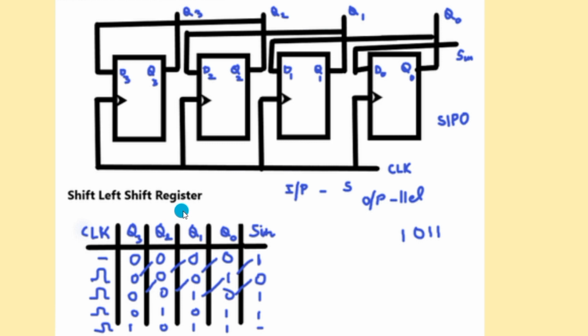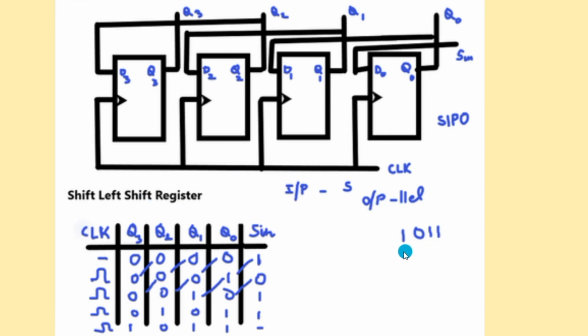Moving on to the shift left shift register. In the shift left shift register, the input is given to the rightmost flip-flop and the output of this particular flip-flop is connected to the input of the second flip-flop, and the output of the second flip-flop is connected to the input of the third, and similarly the output of the third flip-flop is connected to the input of the fourth flip-flop. So as we can see, the input is in serial form and the output is in parallel form. So this type of mode is called serial input and parallel output mode.